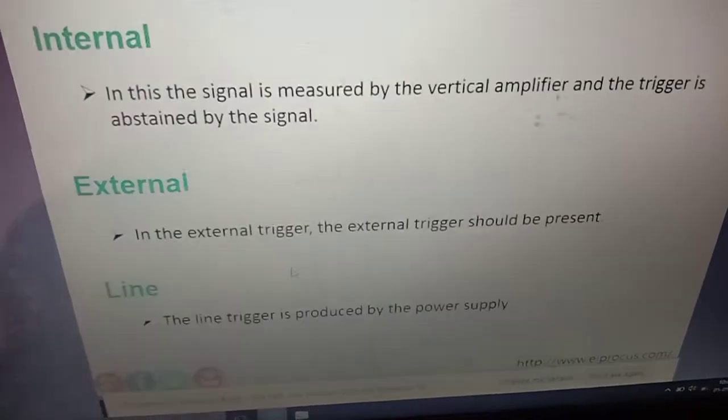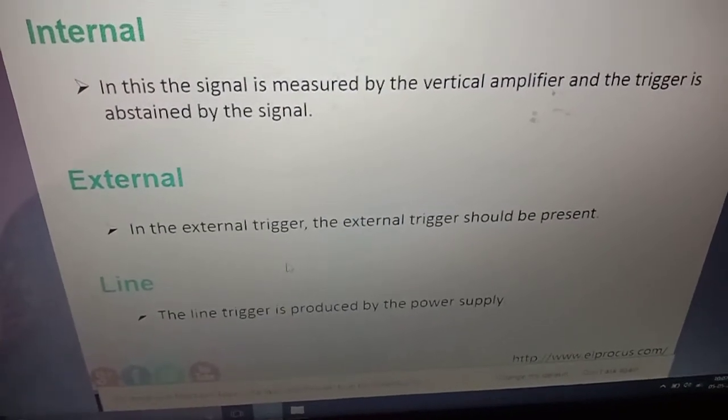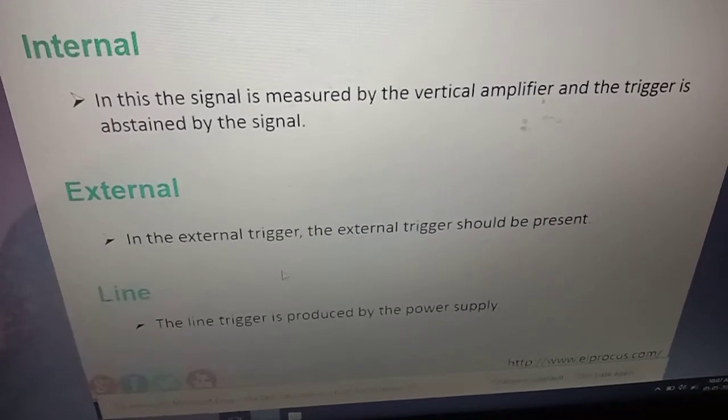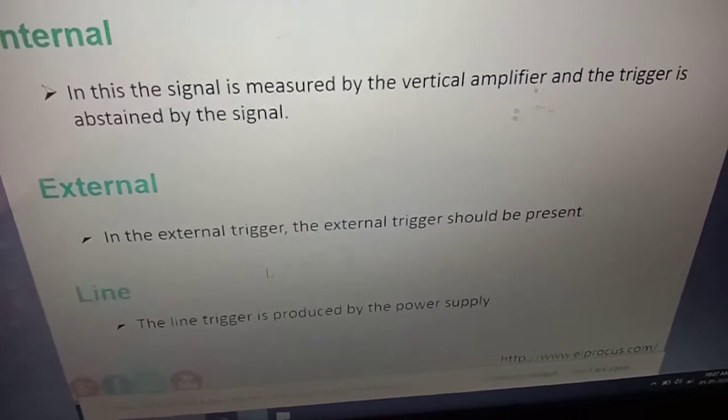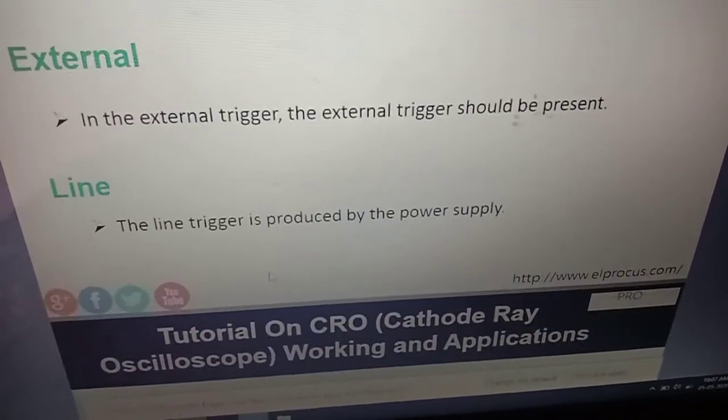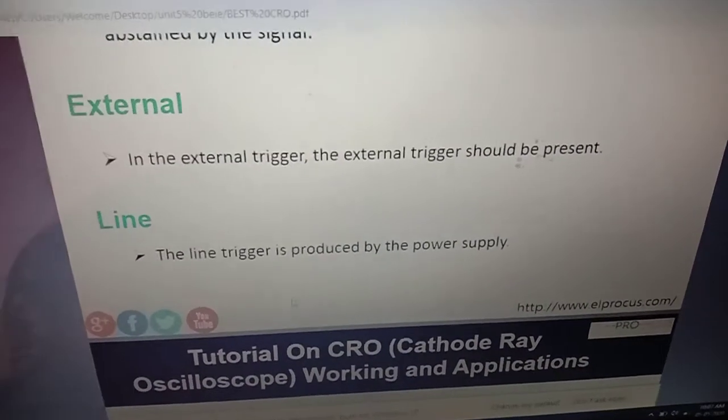Internal. What is the purpose of internal trigger? In this, the signal is measured by a vertical amplifier and the trigger is obtained from the signal. In the external trigger, the external signal should be present. The line trigger is produced by the power supply.